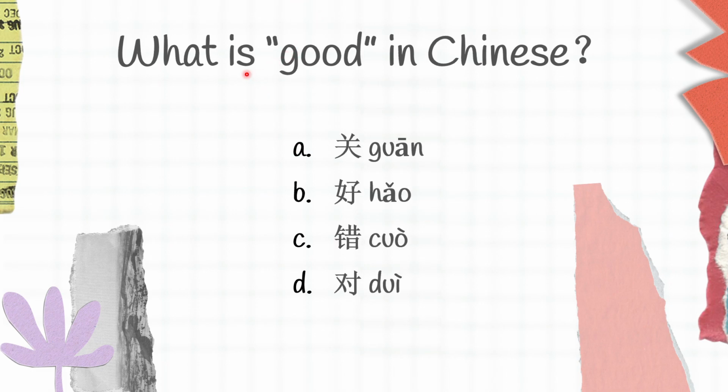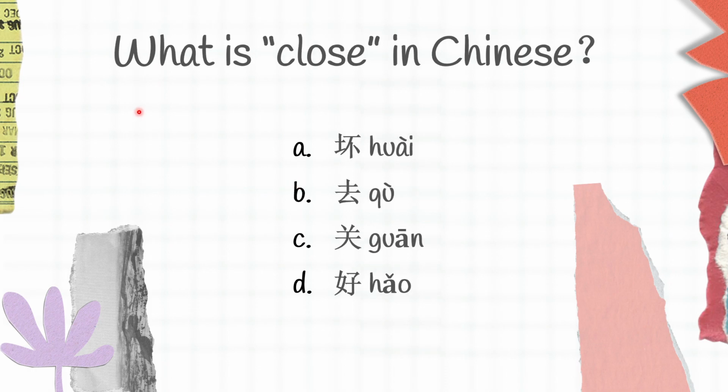The next one here, what is good in Chinese? So we have A, 关, B, 好, C, 错, and D, 对. So I will give you some time to think. So 关 is close, 好 is good, 错 is wrong, and 对 is right. Good in Chinese is B, 好. Moving on to the next question.